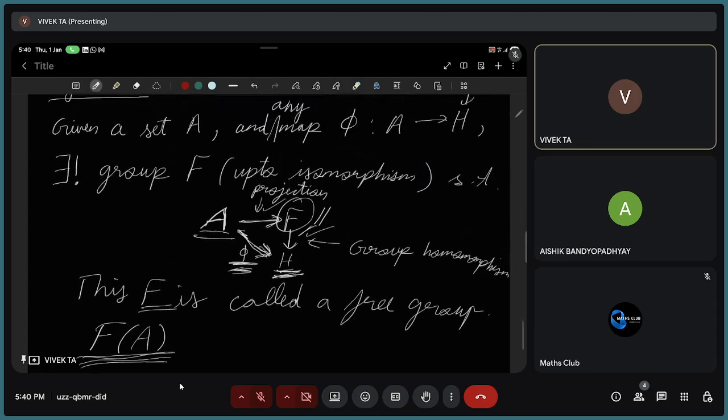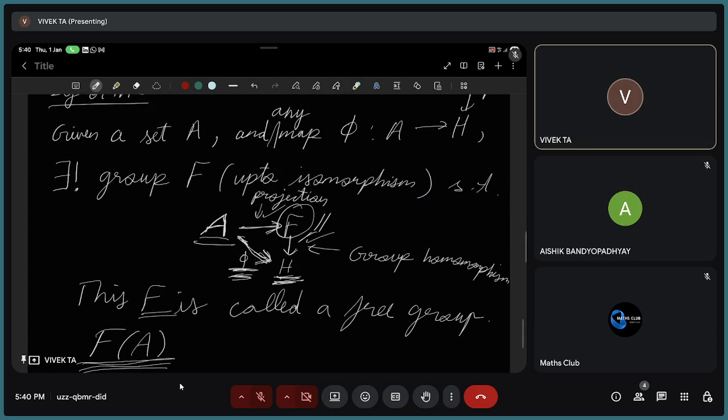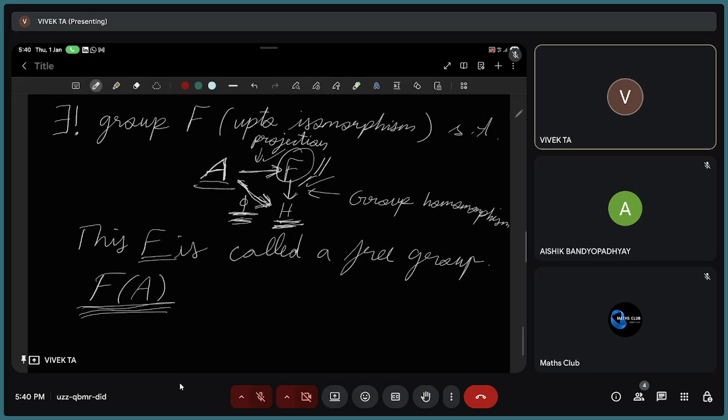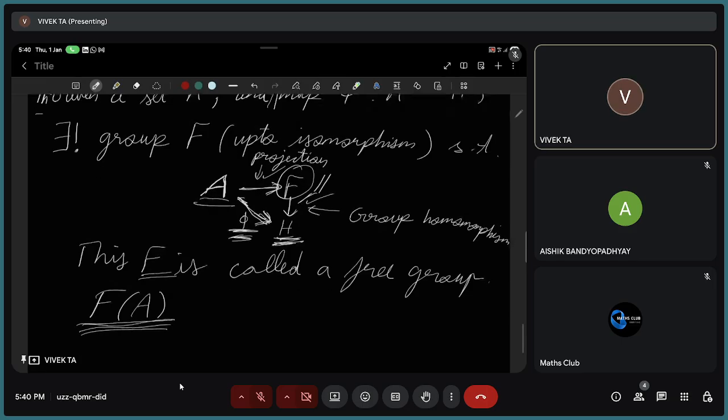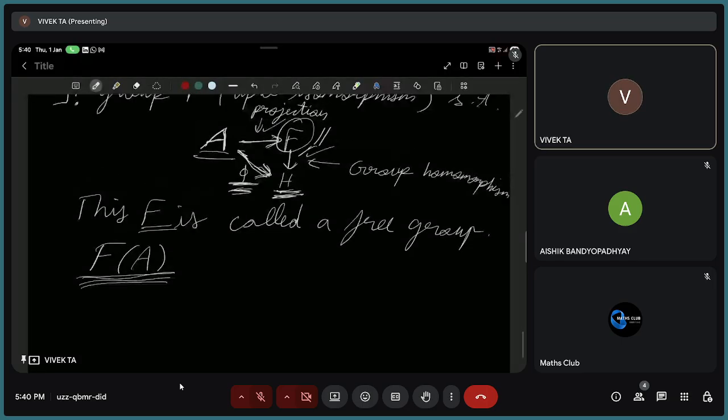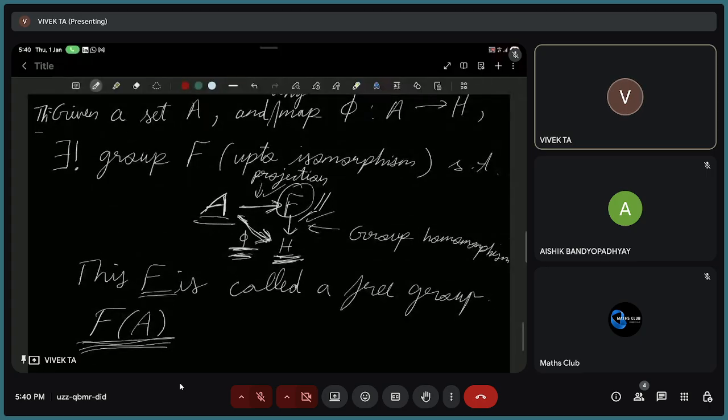So now, instead of going through the first route, that is defining this as the free group and then showing that such a group exists, which would again be a theorem that you have to prove, we will first define what F of A is, and then leave this as a theorem. Proving this theorem actually is not that hard really.